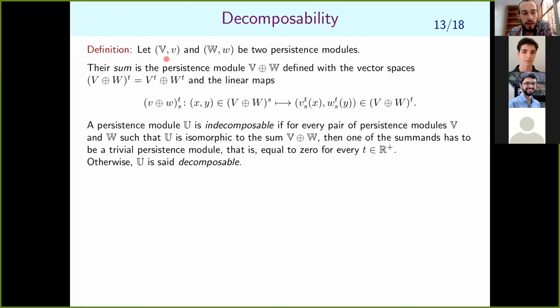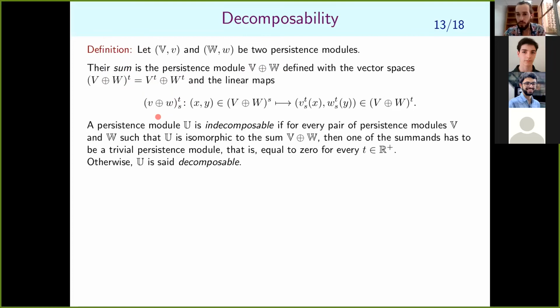The sum of two persistence modules is denoted V plus W. I have to define what the vector spaces are and what the linear maps between these vector spaces are. I define the vector spaces as simply the sum of two vector spaces, and I define the map as the sum of the initial maps.